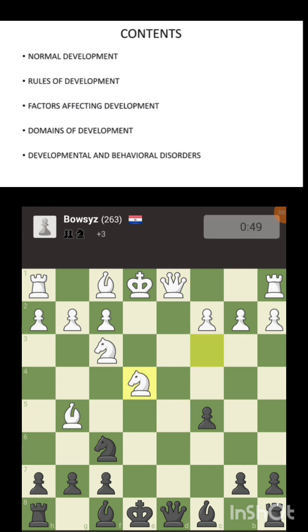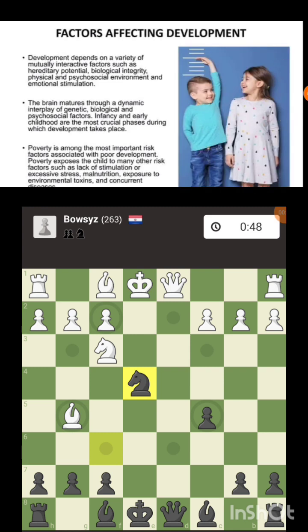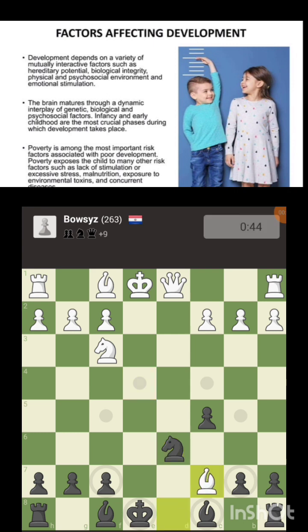Therefore, I'll just skip around to the part of the PPT. So first we have the factors affecting development. Development depends on a variety of internal factors such as hereditary potential, biological integrity, physical and psychosocial environment, and emotional stimulation. So basically all these factors are there.